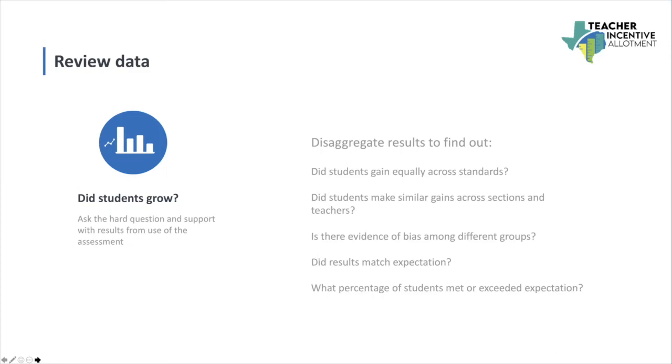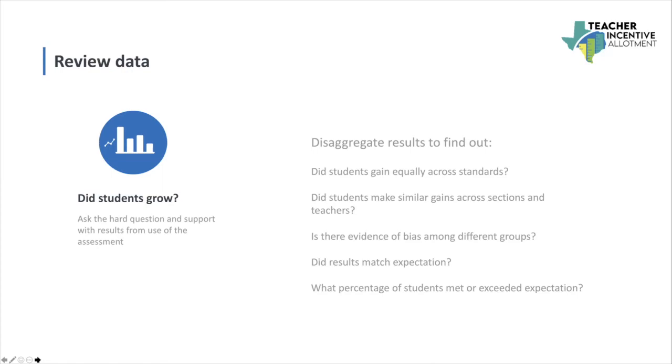It's important to disaggregate those results and find out the answers to these questions. Did the students gain equally across the standards? Did the students make similar gains across sections that the teacher teaches or across different class periods? Is there evidence of bias among different groups? Look at the ethnicities and the socioeconomic backgrounds of the students. Did the results match expectations?